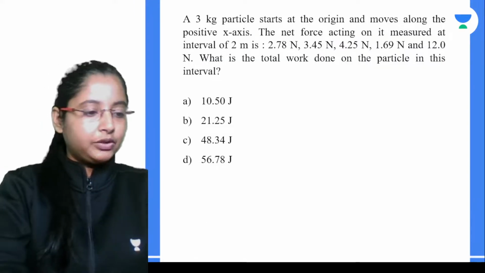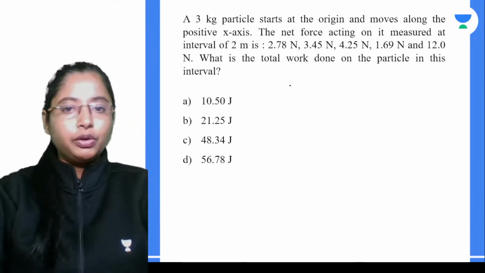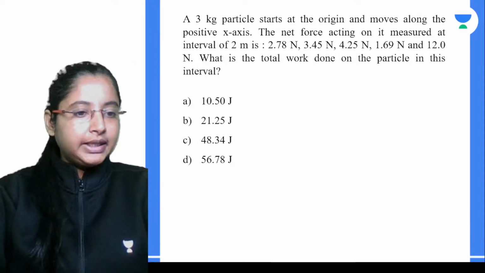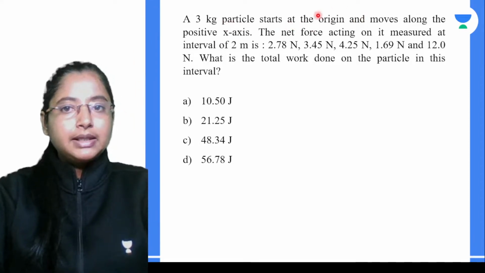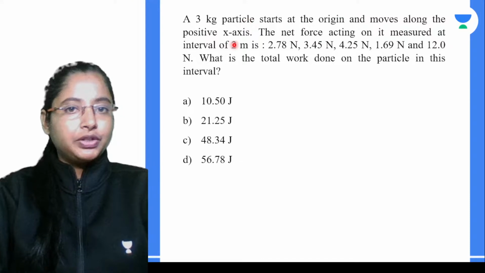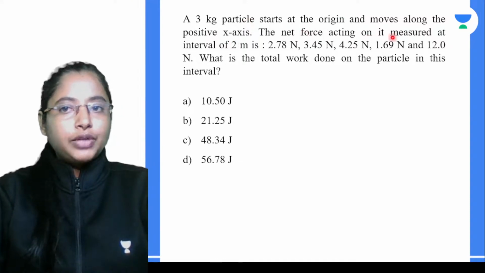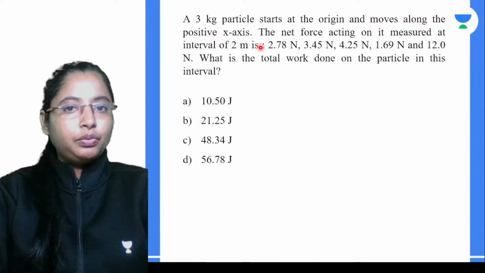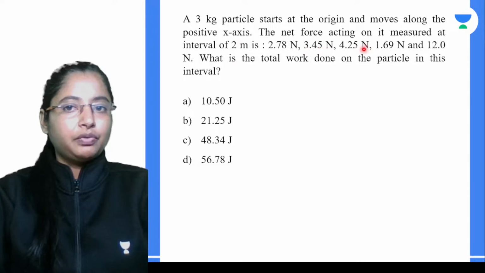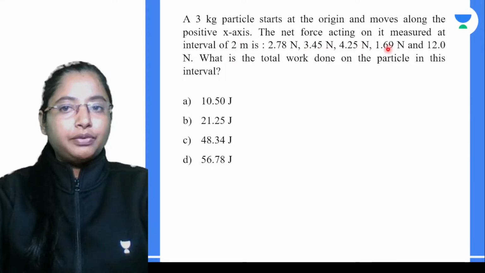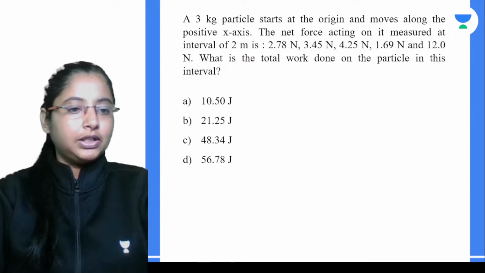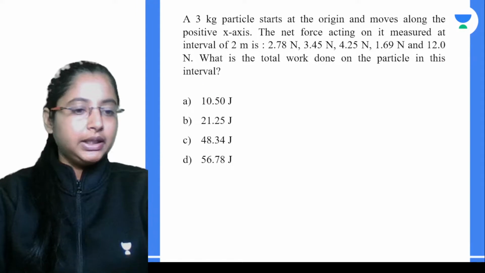Let's end today's class with one simple numerical. A 3 kg particle starts at the origin and moves along the positive x-axis. The net force acting on it, measured at intervals of 2 meters, is 2.78, 3.52, 4.25, 1.69 and 12.1 Newtons. What is the work done on the particle in this interval?